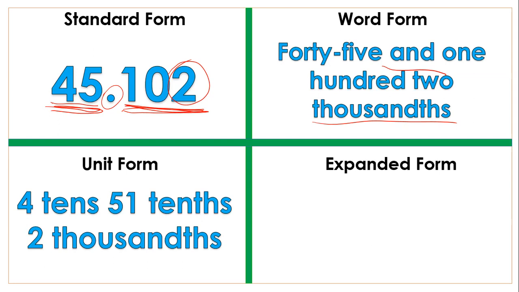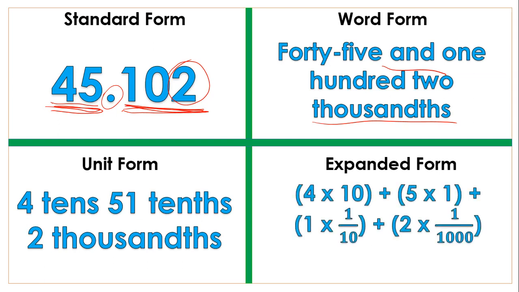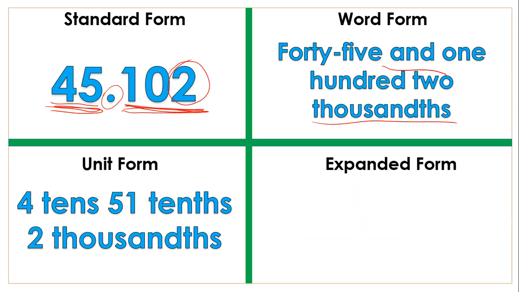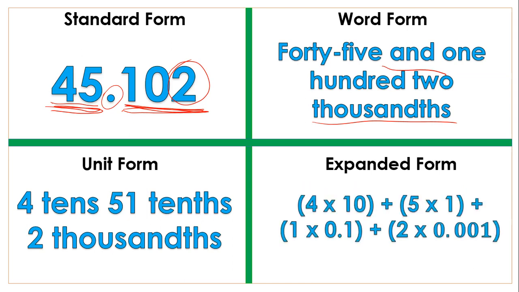Finally, with expanded form, we're going to write the digit and then the place value it's in. We can write this using fractions or decimals. We're going to start with fractions. The 4 is in the tens place, so it's 4 times 10. 5 is in the ones place, so 5 times 1. 1 is in the tenths place, so 1 times 1 tenth. And the 2 is in the thousandths place, so 2 times 1 thousandth. Another way we can write it is by using decimals. So notice all of this is the same, except the 1/10 that was written as a fraction is written as a decimal, and the 1/1,000 that was written as a fraction is written as a decimal.